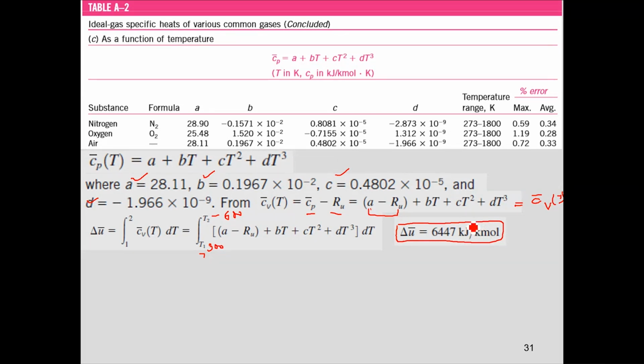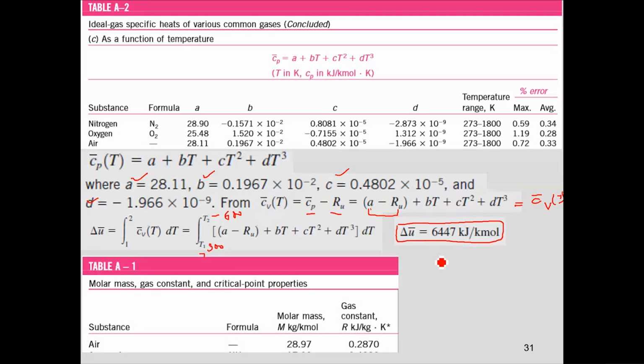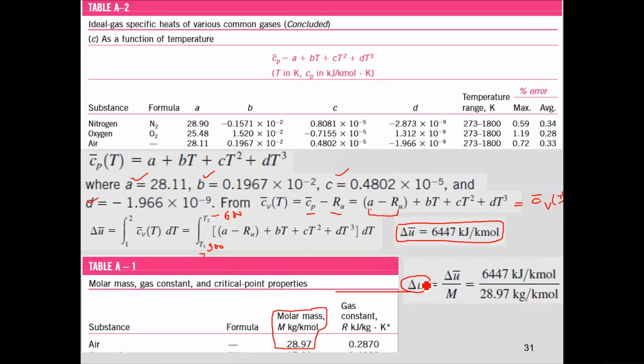Yes, sir. All right. Once you do that, you have to find it per unit mass. In table A1, the molar mass of air is given as 28.97 kilograms per kilomole. If you divide this internal energy by the molar mass, you would have the change in internal energy per unit mass, which would be 222.5 kilojoules per kg. The second method is clear? Yes, sir. Clear. All right.